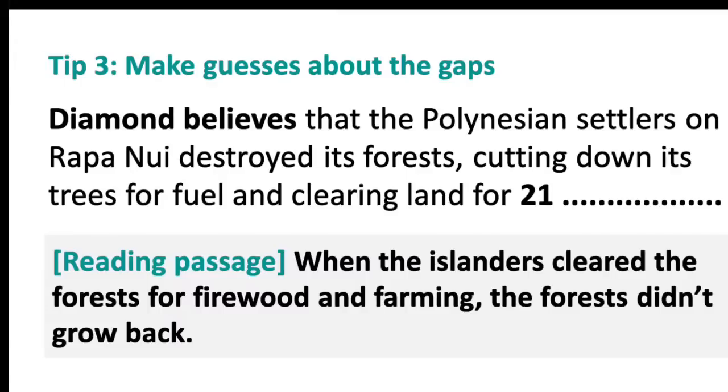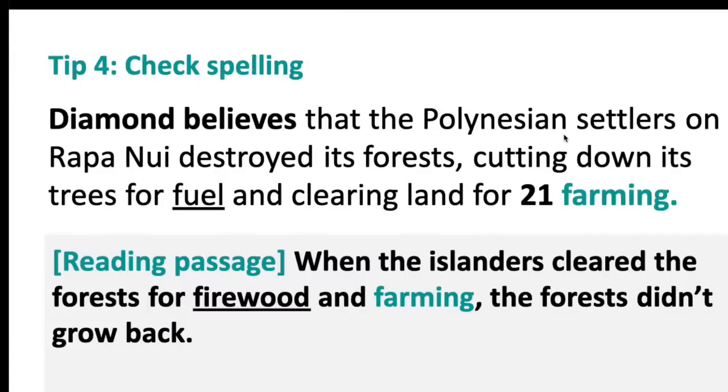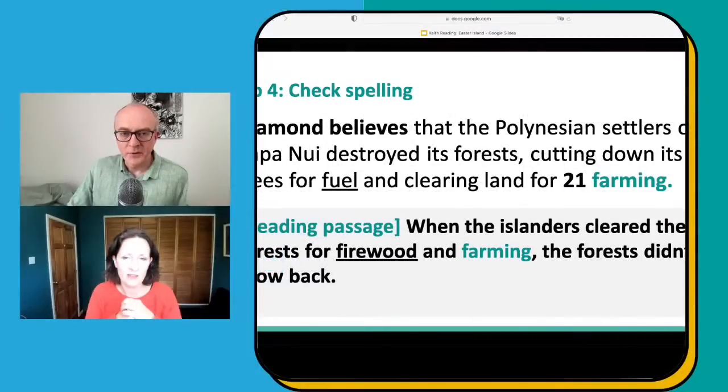It's farming, isn't it? So if you press the next slide, we can see how that works. You know, it's gone in perfect order: fuel, firewood, farming, farming. We could see there's something I call doubling. They often put two things. They often say not only for fuel, but also for, and that's the answer. So that's another tip. I call it doubling. Great.